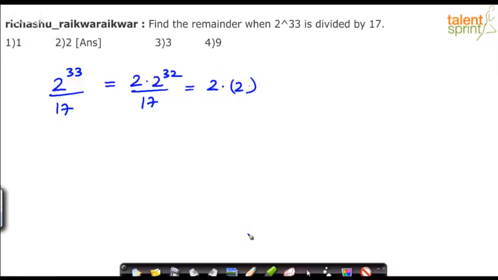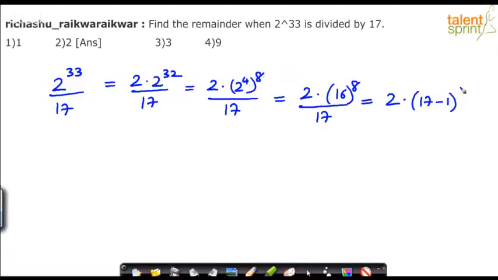Okay, I think I can take it as 2 power 8 to the power of 4. Sorry, 2 power... yeah, I think we are done. 17 minus 1 whole to the power of 8 divided by 17. So if you understand, this is like 2 into 17 power 8.